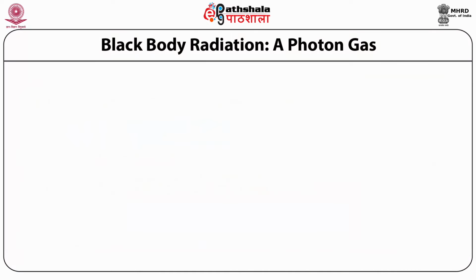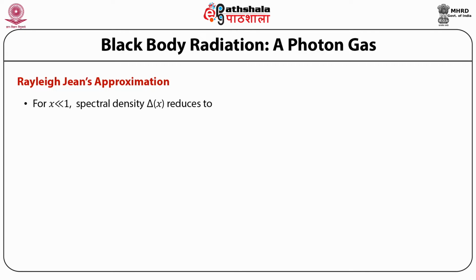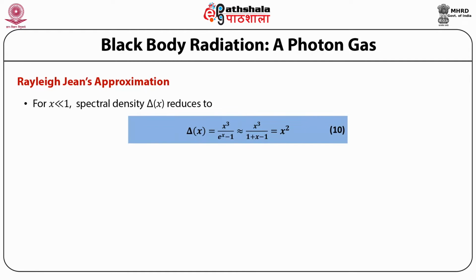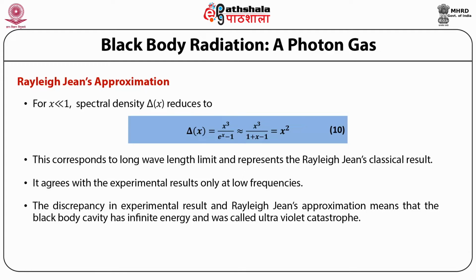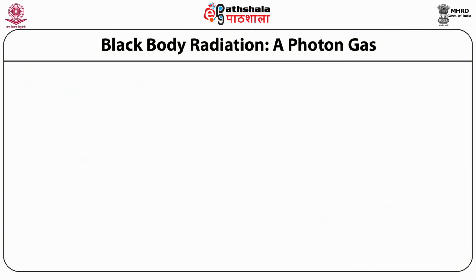Now let's see whether we can get the two famous approximations known as the Rayleigh-Jeans approximation and Wien's approximation. First, the Rayleigh-Jeans approximation. For x very much less than 1, the spectral density delta(x) is x raised to power 3 divided by e raised to power x minus 1, which can be approximated as x raised to power 3 divided by 1 plus x minus 1, which is equal to x square. This corresponds to the long wavelength limit and represents the Rayleigh-Jeans classical result. It agrees with the experimental results only at low frequencies. The discrepancy between the experimental result and the Rayleigh-Jeans approximation means that the black body cavity has infinite energy, which was called the ultraviolet catastrophe.